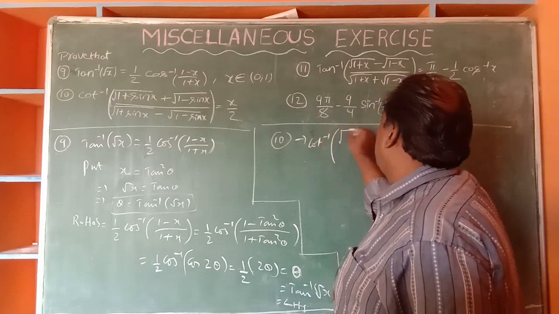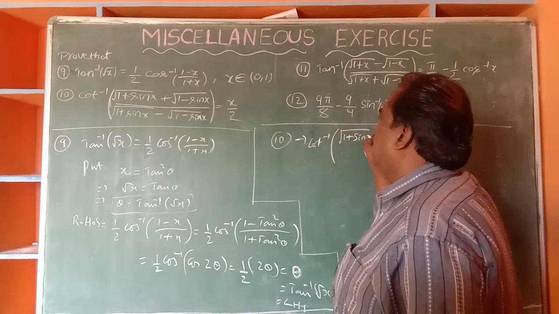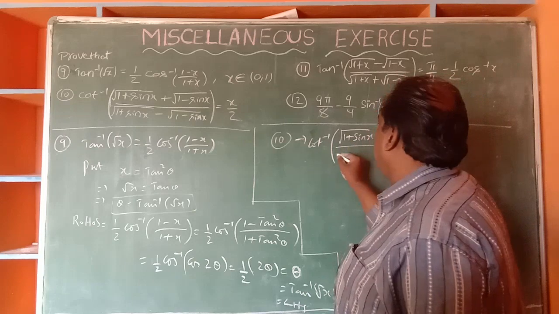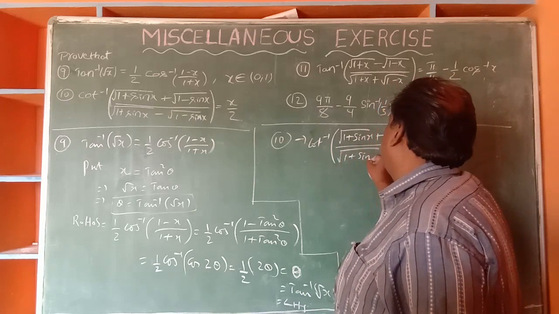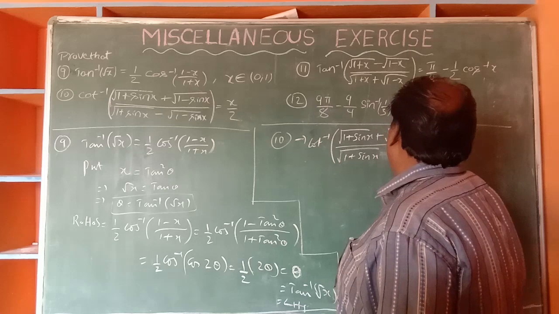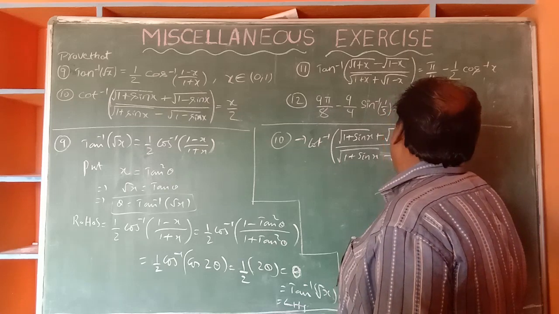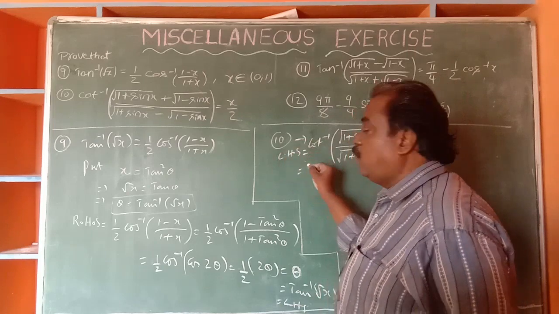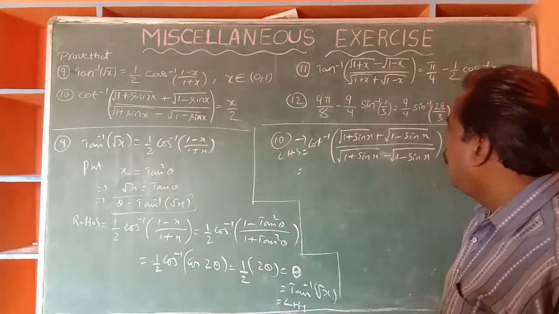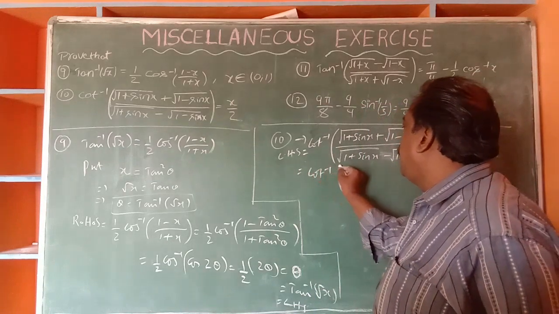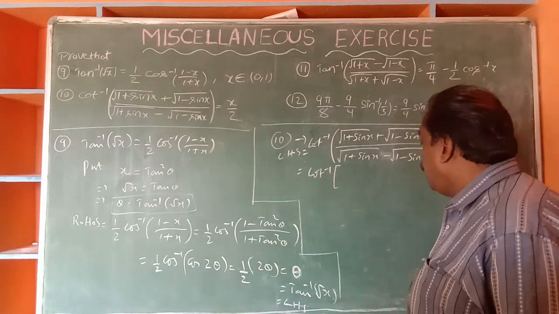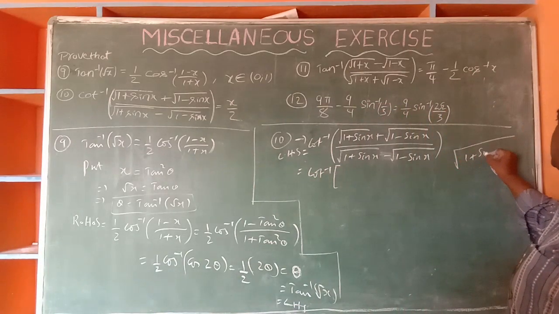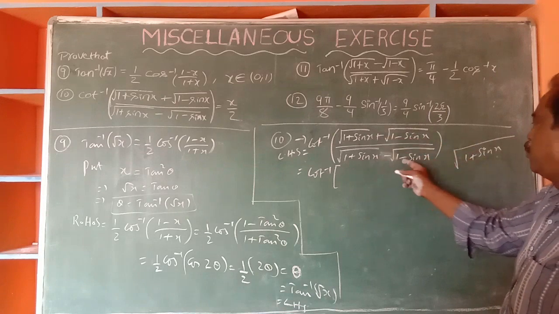It is cot inverse of (root of 1 plus sin x plus root of 1 minus sin x) by (root of 1 plus sin x minus root of 1 minus sin x). This is the LHS we are considering. It is nothing but cot inverse of... you see, the sign we have to work out, 1 plus sin x or 1 minus sin x.